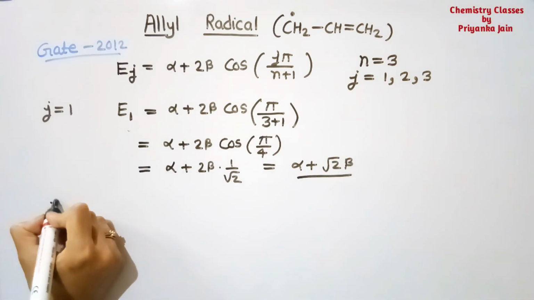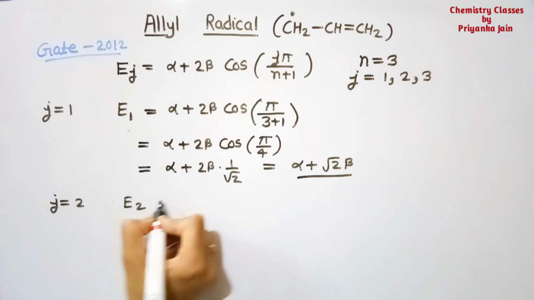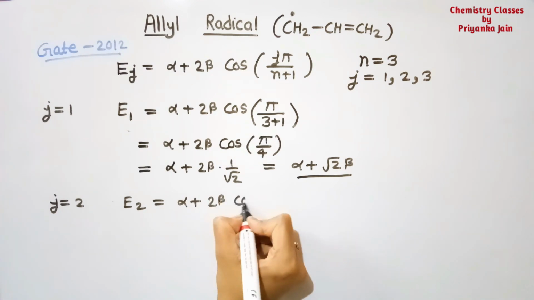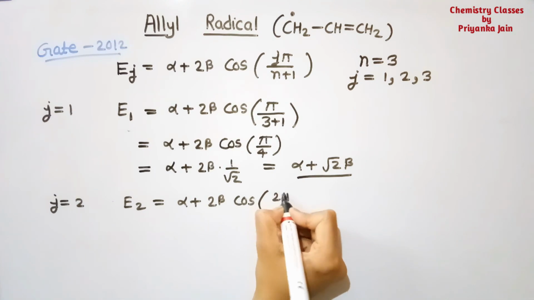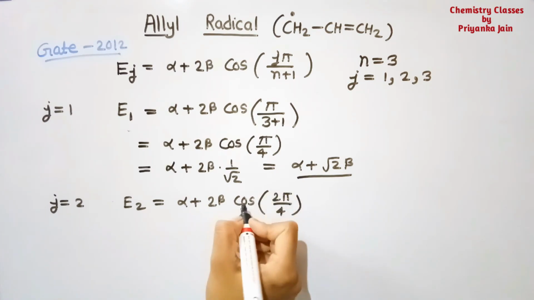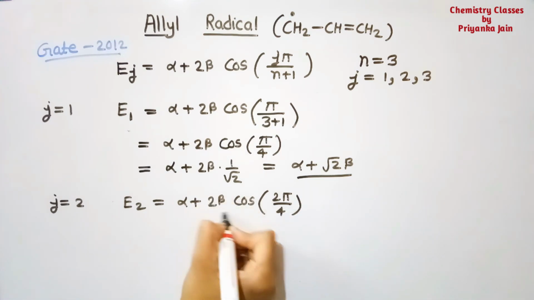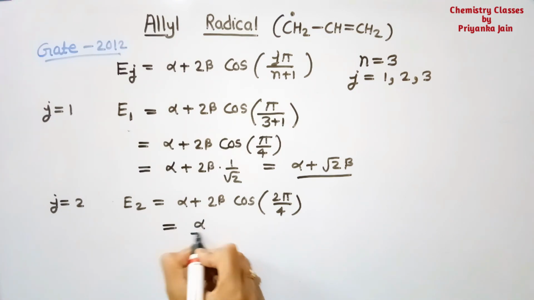Now for another case, when j is equal to 2, in that case our energy level will be alpha plus 2 beta cos, now the value is 2 pi by 4, it means pi by 2, and we know for pi by 2, it means cos 90, the value will be equal to 0, so this whole term will be equal to 0 now. So what is our energy level now? This will be equal to alpha.